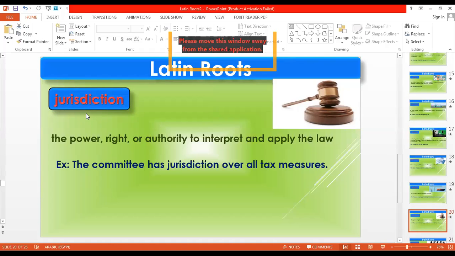Jurisdiction. Jurisdiction means the power, right, or authority to interpret and apply the law. The committee has jurisdiction over all tax measures. Okay, but tell me this word in Arabic. Jurisdiction means سلطة القضاء أو القضاء.